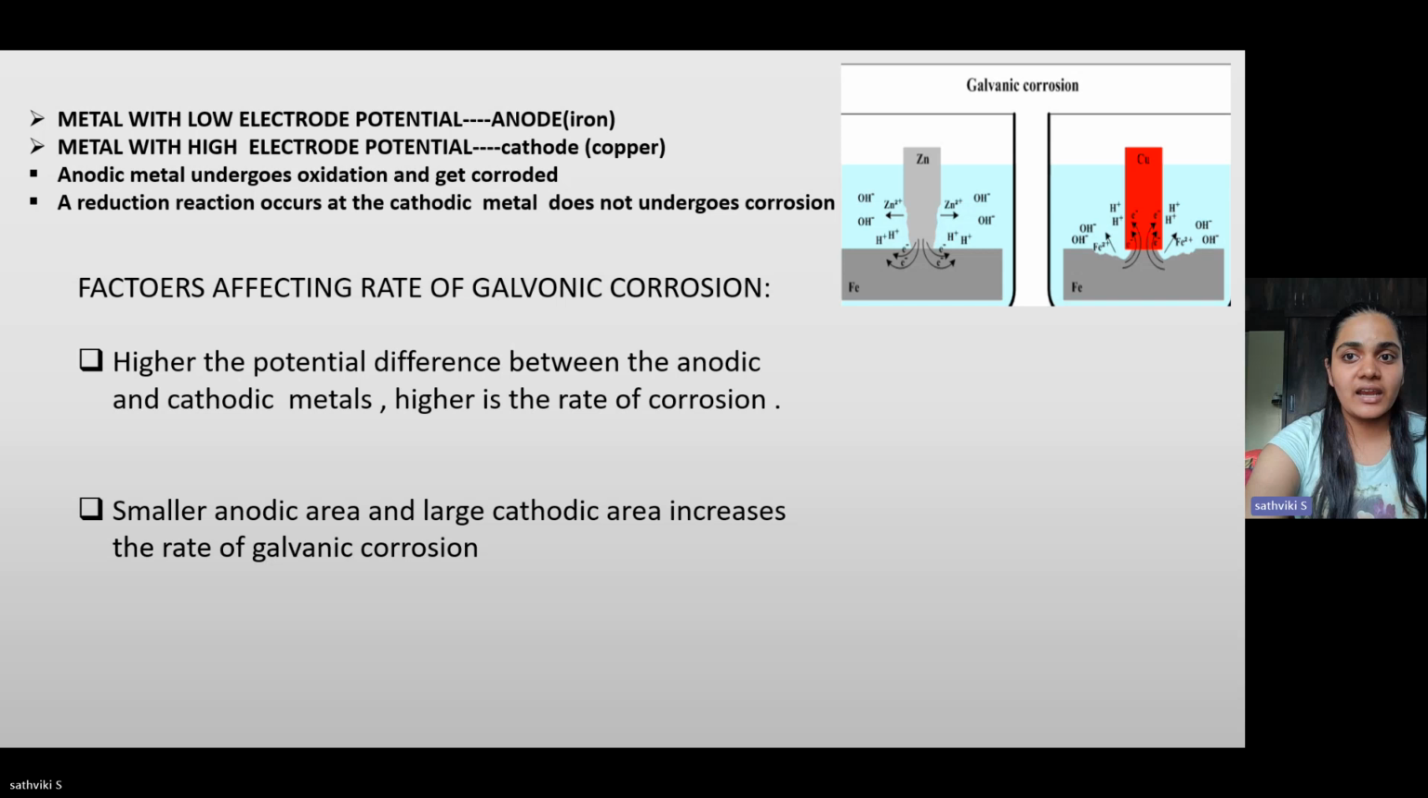Factors affecting the rate of galvanic corrosion. The higher the potential difference between the cathodic and anodic metals, the higher the rate of corrosion. A smaller anodic area and a larger cathodic area increase the rate of galvanic corrosion.